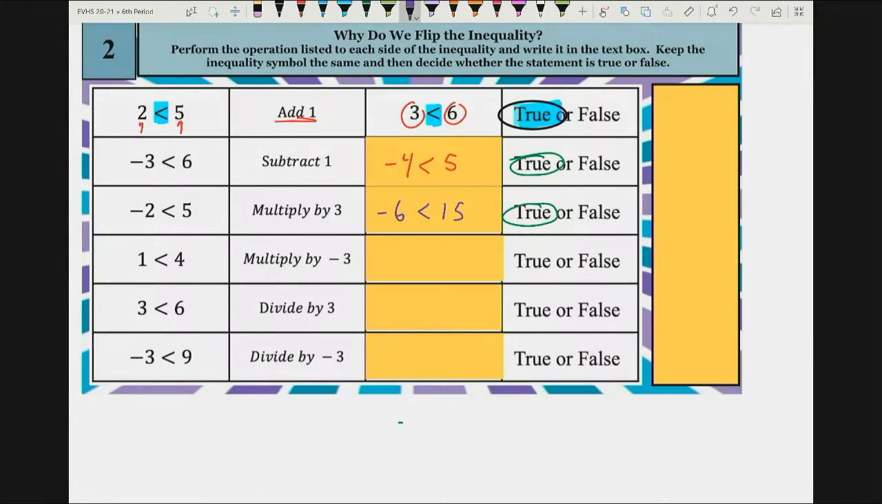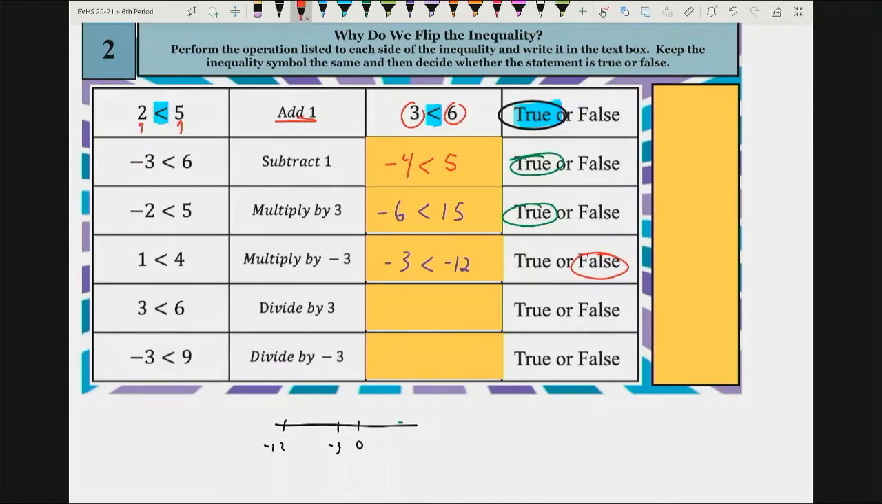All right, now let's multiply by -3. 1 times -3 is -3, is less than 4 times -3, which is -12. Now, is it true that -3 is less than -12? No, because remember on our number line, here we've got 0, there's -3, there's -12. Well, -3 is actually bigger than -12, so that one is actually false.